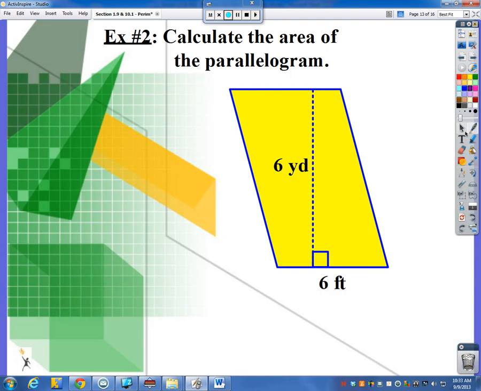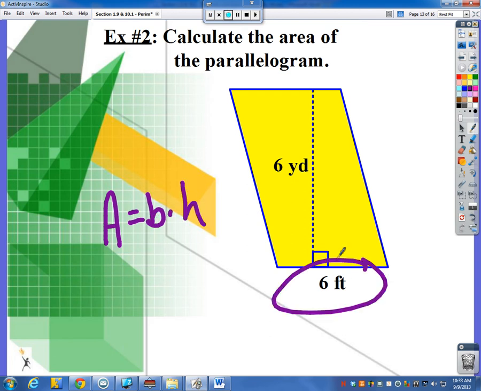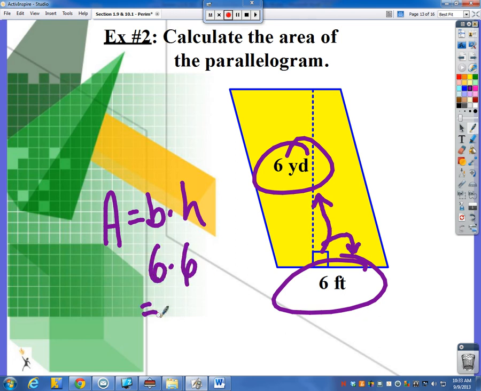Second example, calculate the area of the parallelogram. So first you're thinking, all right, parallelogram, that's easy. Base times height. There's base, there's height, there's that 90. So yeah, those are the base and the height. So 6 times 6, that makes 36. And then when you go to write down the units, you might just look down here and go, hey, this is in feet, so it's feet squared.